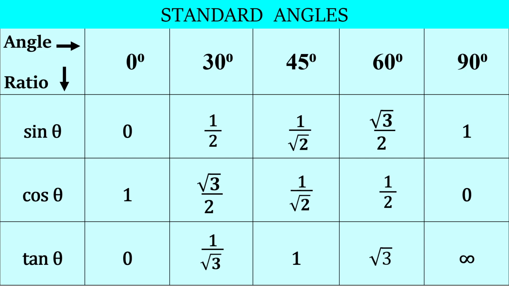Now when I look at this table, there are certain things which are clearly visible to me. The first thing is the values of sine and the values of cos. If you look carefully, first look at the values of sine: 0, half, 1 by root 2, root 3 by 2 and 1. When I look at cos now, all the values are the same but in the reverse direction. Whatever value I have written for sine 90, which is 1, that has been given for cos 0.